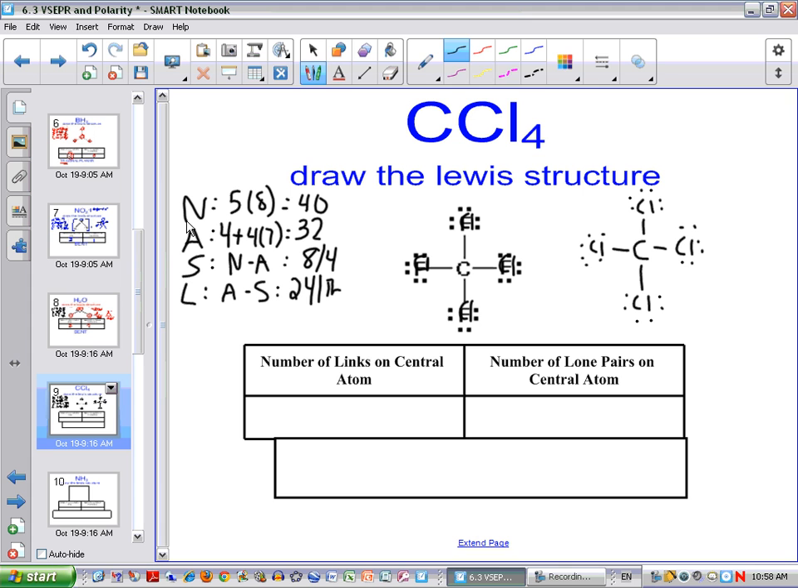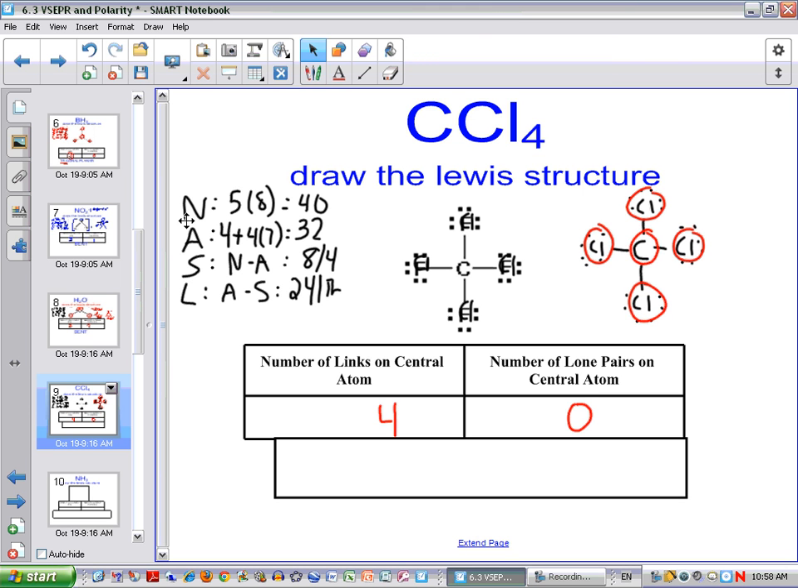Good. How many links do we have on that central atom? Well, we have 1 chlorine, 2 chlorine, 3 chlorine, 4 chlorines. How many lone pairs? 0. This is a shape called tetrahedral.